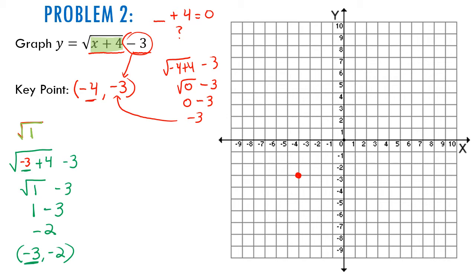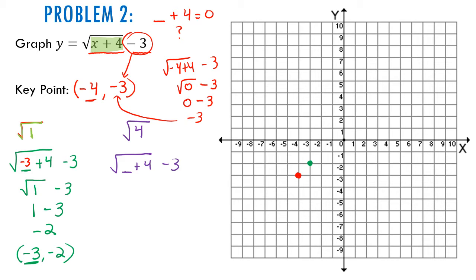The number that creates the square root of 1 for me, and then the result of the calculation. And so I have another point at negative 3, negative 2. Well, the last one that we talked about in the last slide was trying to create the square root of 4. So if I have square root some number plus 4 minus 3, I got to figure out, okay, what number can I plug in that if I added 4 would give me a 4?